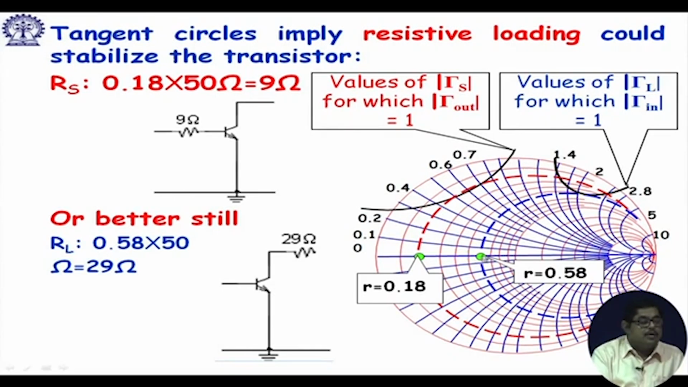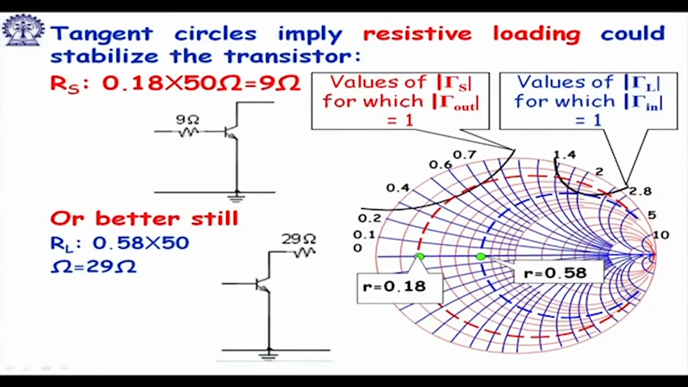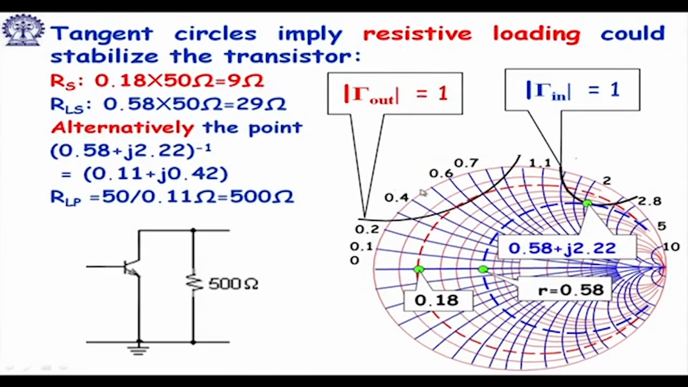Similarly, from the output stability circle I can find the tangent circle, this blue constant resistance circle of 0.58. Upon unnormalizing, I see that it is 29 ohm. So at the load side I can put a 29 ohm series resistance, and that will make the whole thing stable. It will stabilize the transistor.